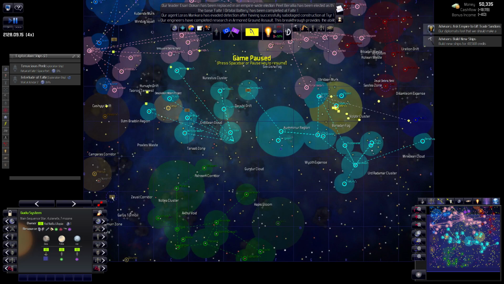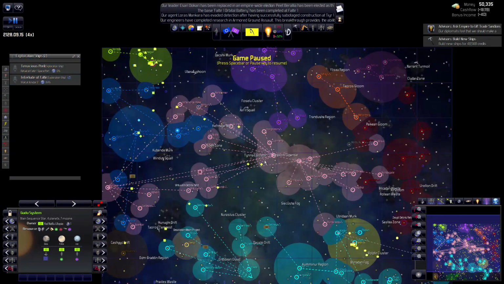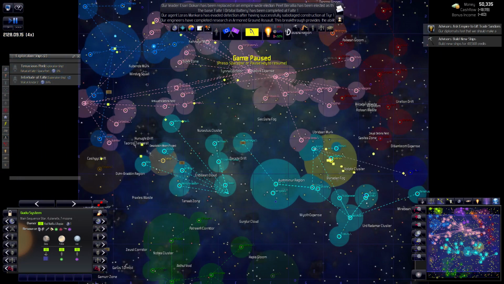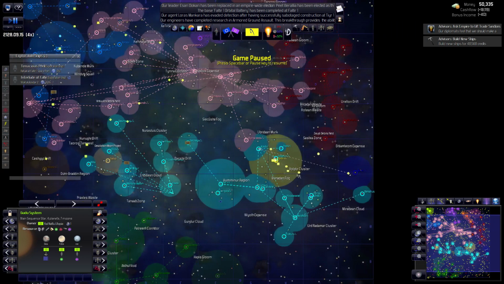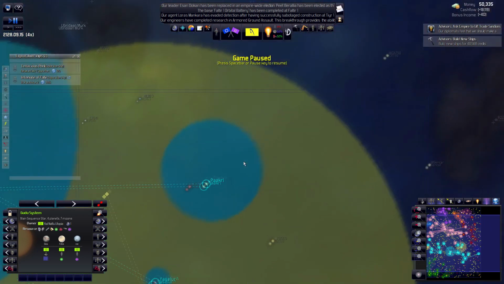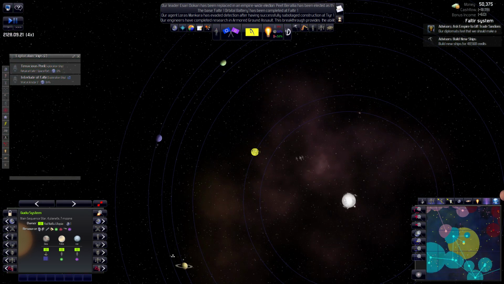Galaxy's getting kind of crowded here. Okay, and we're all by ourselves. Look at this. It's not like I'm intimidated or anything. Look at that. Boy, the Tyr are really spreading into this area right in here. Okay, let's go ahead and get this other station done.